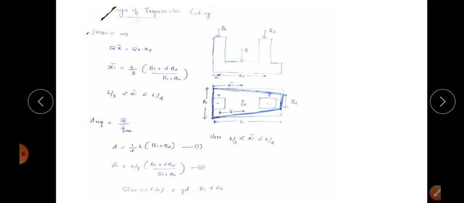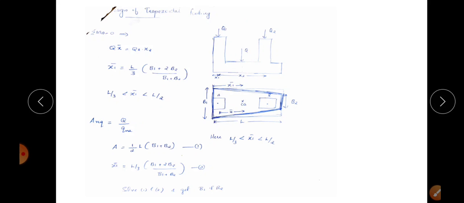But in the previous one, that is in the rectangular footing, this X1 bar is equal to L by 2. That is, X1 bar is meeting at the half portion of the rectangular footing, because in the case of rectangular footing, the centroid and the load meet at the same point. But here X1 bar is not equal to L by 2 and this X1 bar is in between L by 2 and L by 3. And in the next step, calculate required area.